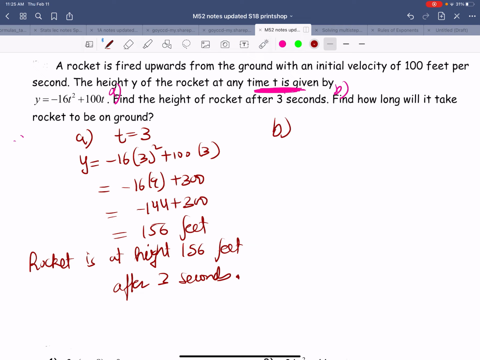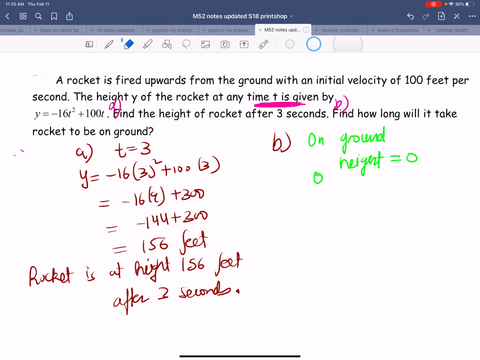Now for part B, we are looking for how long it would take the rocket to be on the ground. So when the rocket is on the ground, what is going to be the height? The height is going to equal 0 when the rocket is on the ground. So I'm going to replace the height by 0 in the equation and solve it. So 0 equals negative 16t squared plus 100t.